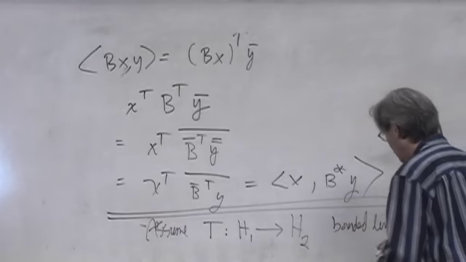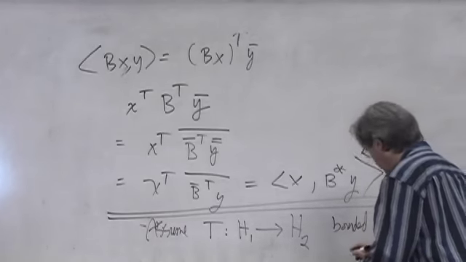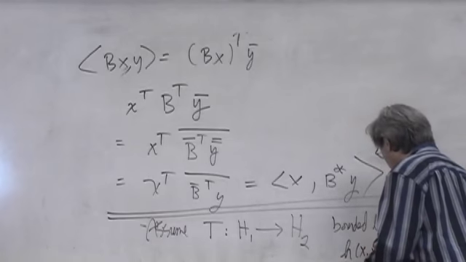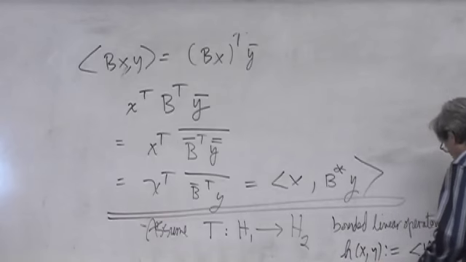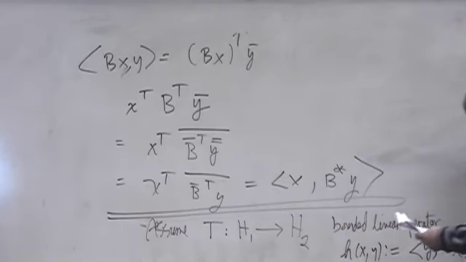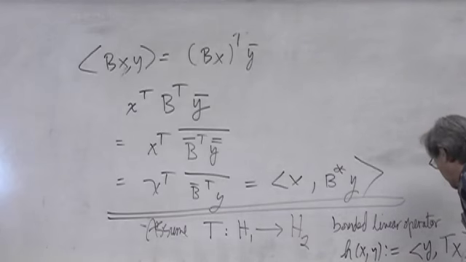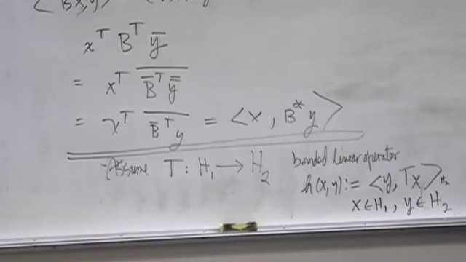I can define the following expression: h of x and y is equal to y into tx. I can always define that. That's a function of two variables, x and y. So here x is in H1 and y is in H2, and the inner product is the H2 inner product. So I have two Hilbert spaces, and the inner product is always going to be in the H2.